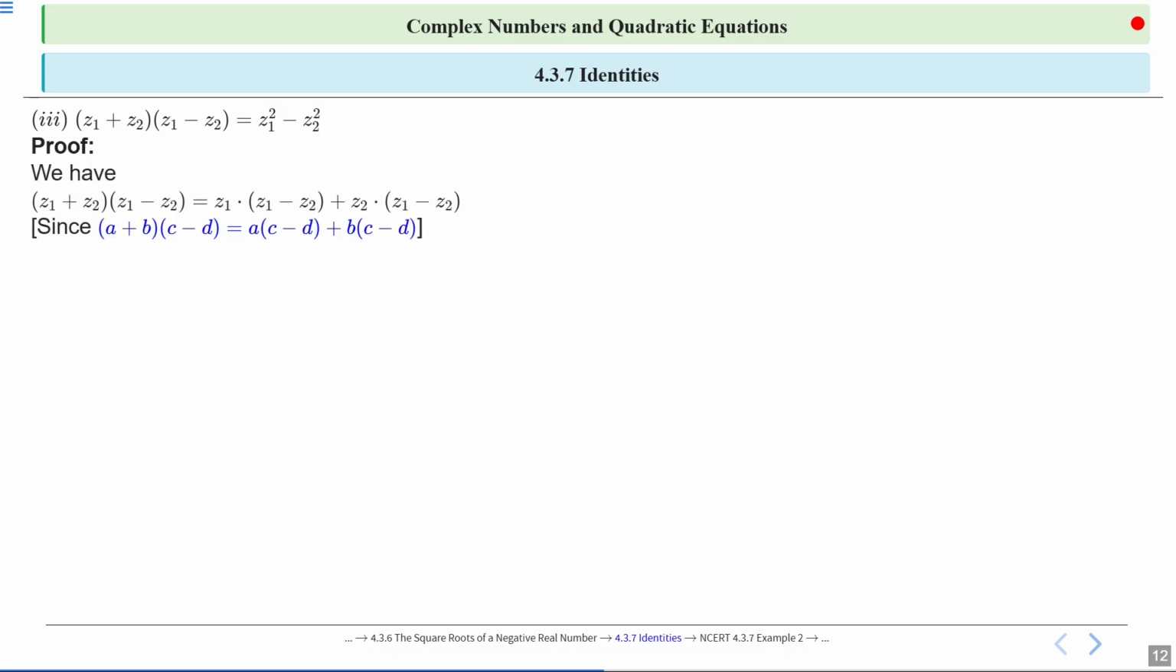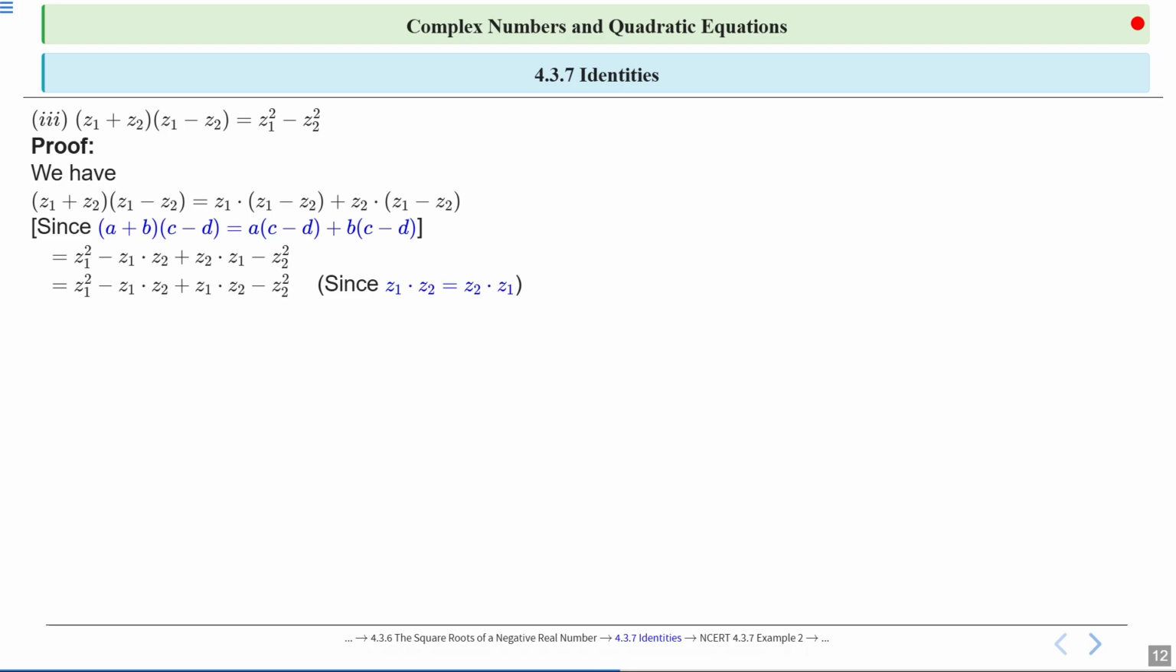So we have (z1 + z2)(z1 - z2), and this equals z1(z1 - z2) + z2(z1 - z2), since (a + b)(c - d) = a(c - d) + b(c - d). This is equal to z1² - z1·z2 + z2·z1 - z2².